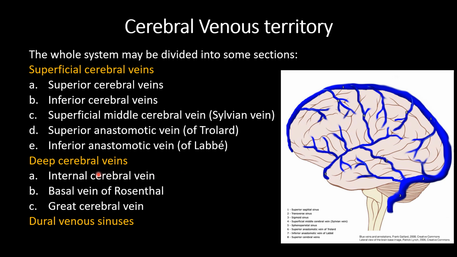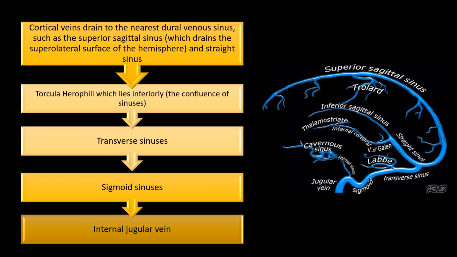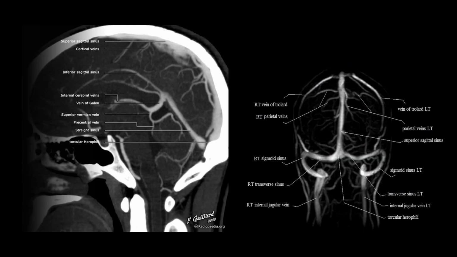The deep cerebral veins include the internal cerebral vein, basal vein of Rosenthal, and great cerebral vein, and then the dural venous sinuses. The cortical veins drain to the nearest dural venous sinus, such as the superior sagittal sinus and the straight sinus, which then form a confluence known as the torcular Herophili, which includes the straight sinus, superior sagittal sinus, transverse sinus, and the occipital sinus. All these then drain into the transverse sinus and then into the sigmoid and finally into the internal jugular vein.